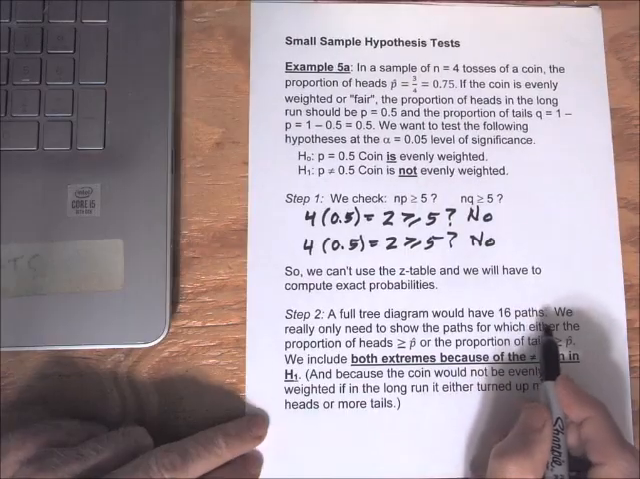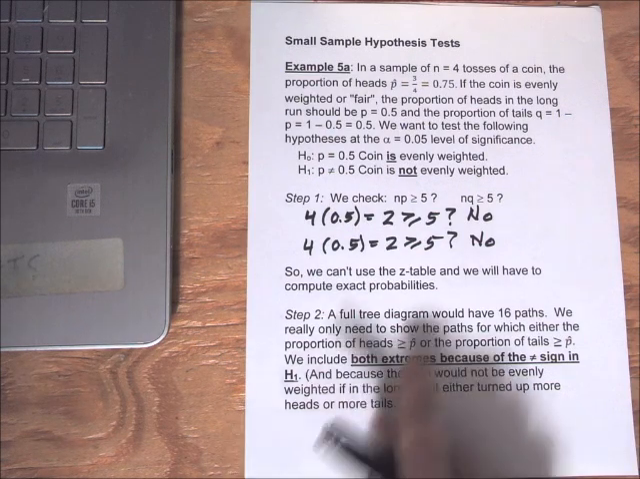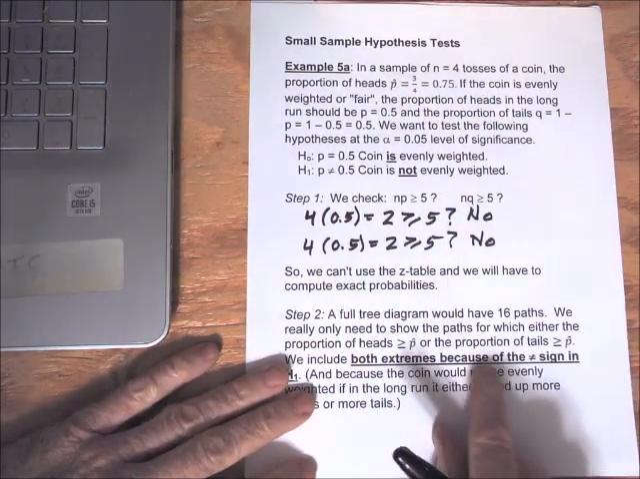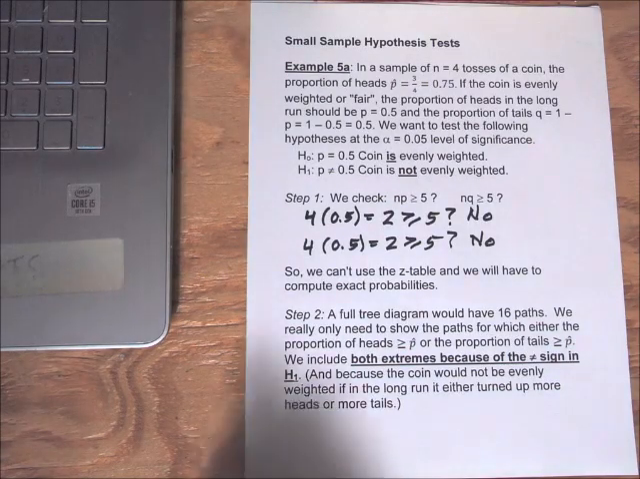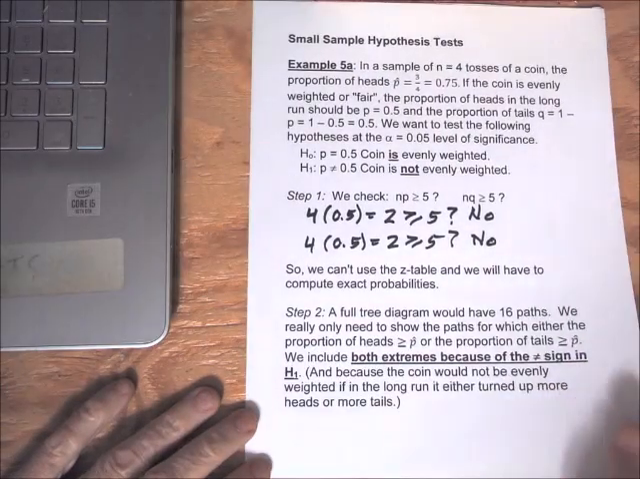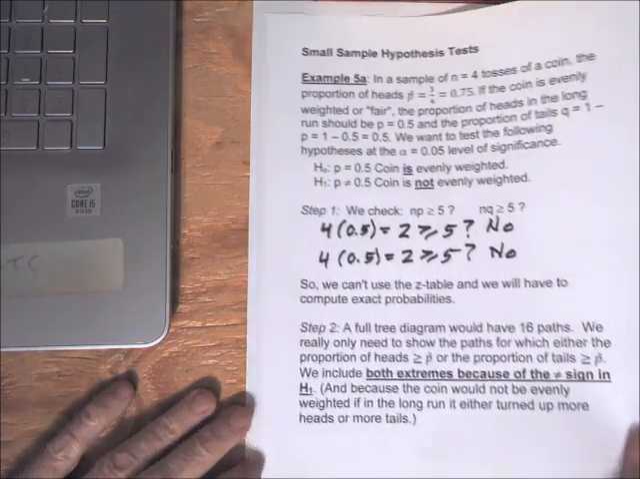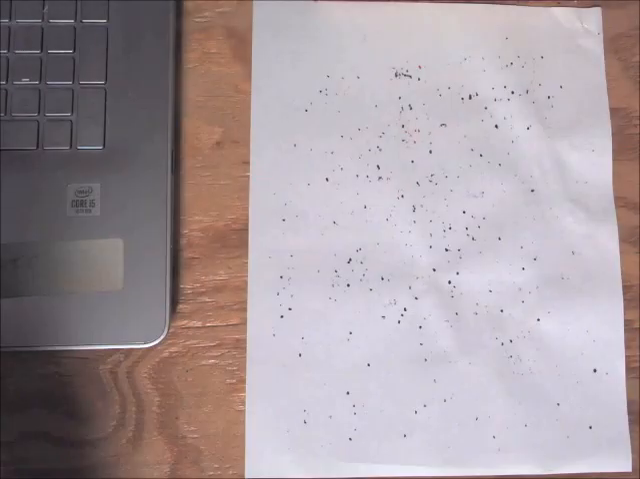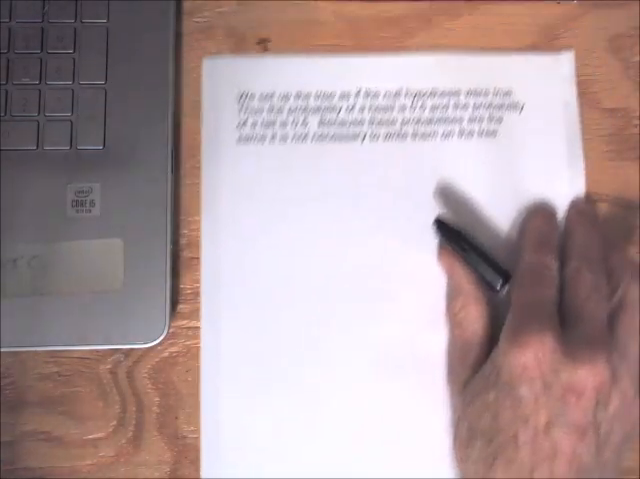A full tree would have 16 paths, and we could do the 16 paths, but really we only need to show the paths for which either the proportion of heads is greater than or equal to p hat, so greater than or equal to 3/4, or the proportion of tails is greater than or equal to 3/4. So we want to include either extreme, because this is a two-sided test, and because in the long run the coin would not be evenly weighted if there are either more heads than tails or fewer heads than tails. Okay, so we're going to set up the tree as if H naught is true.